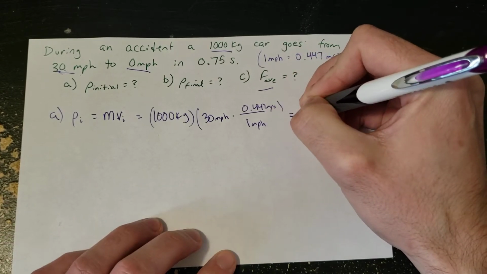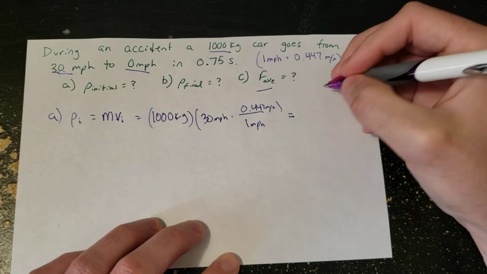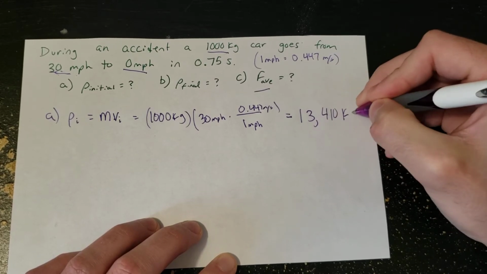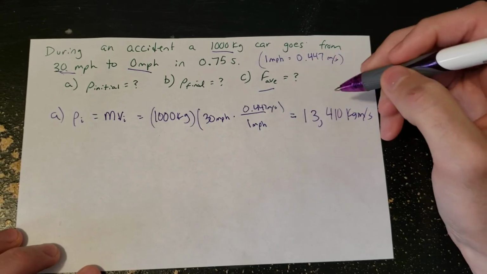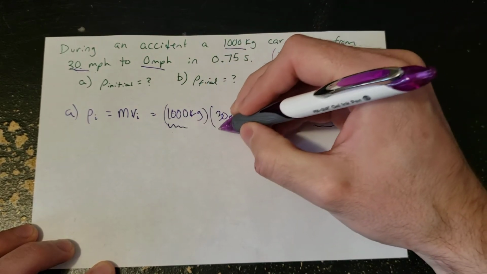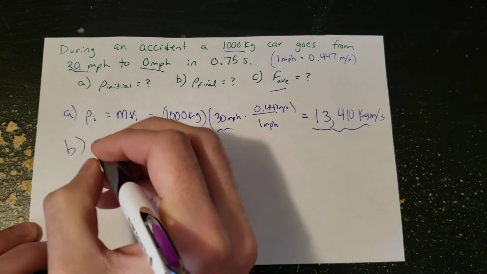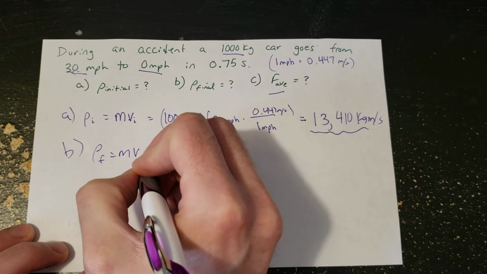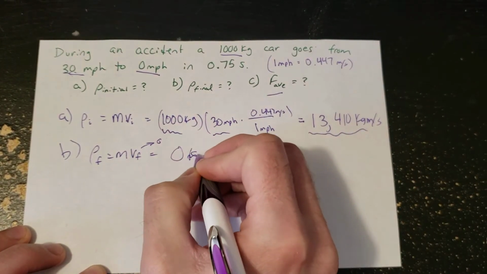And when you do all that, you'll get the initial momentum of, I believe it's 13,410. We're not worrying about sig figs right now. So that's the initial momentum. So it's got a lot of momentum because it's a fairly large object going at a decent speed. For B, we're looking at the final momentum, and that's just as simple as mass times final velocity, and the final velocity is 0. So the final momentum is 0 kg m/s.